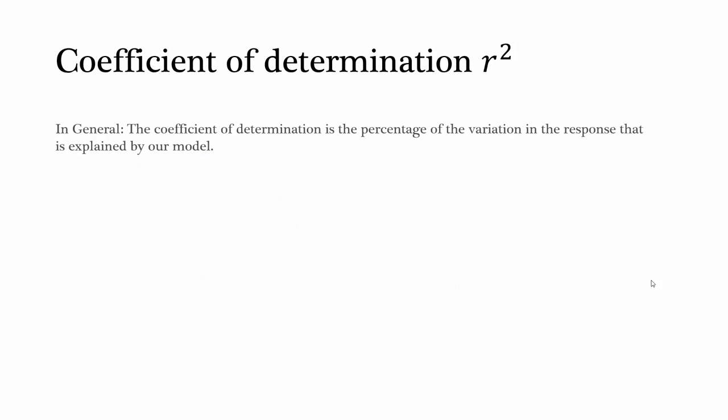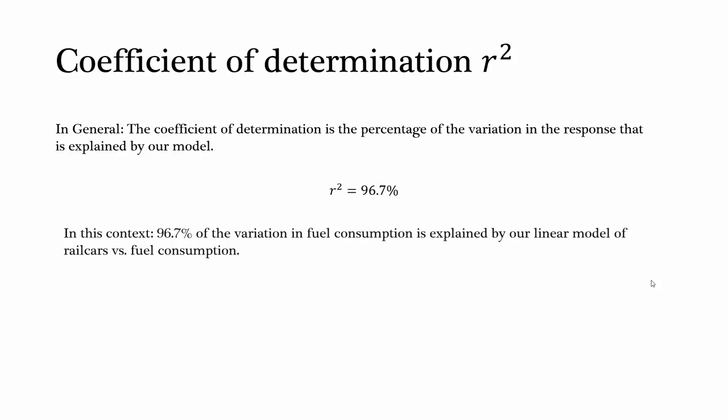What about the coefficient of determination, or r squared? Well, in general, the coefficient of determination is the percentage of the variation in the response that's explained by our model. So in this case, we could just square r, and we would get 0.967. So r squared is 96.7%. So in this context, 96.7% of the variation in fuel consumption is explained by our linear model of railcars versus fuel consumption.